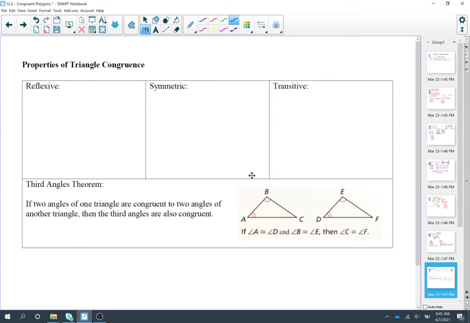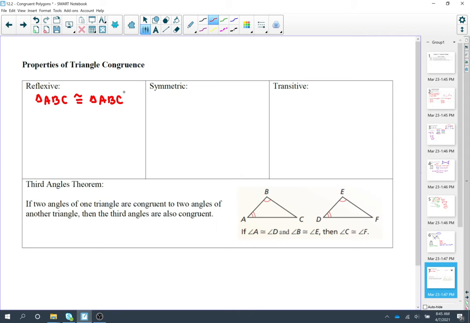Properties of triangle congruence. So the first property of triangle congruence we have is the reflexive property, which we also briefly mentioned in example 4. The reflexive property says that if we have triangle ABC, then that is going to be congruent to triangle ABC, meaning the same triangle is congruent to the same triangle. I usually think of the reflexive property as you're reflecting yourself into a mirror, so you're seeing the same thing.